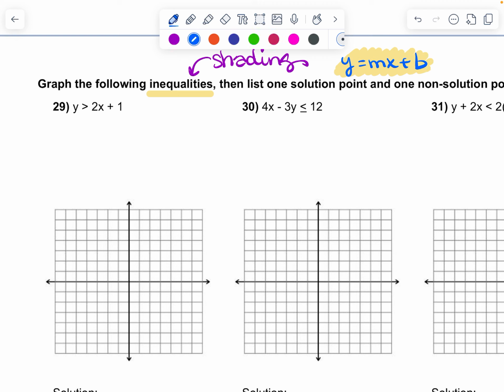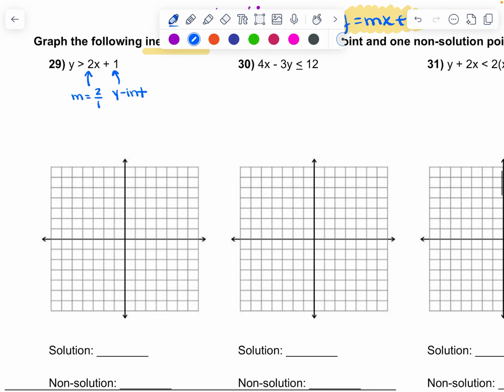There we go. So for this one, our slope is 2 over 1, and then positive 1 is our y-intercept. So we can go ahead and graph that as is. Positive 1 is our y-intercept, and then up 2 over 1, up 2 over 1, up 2 over 1. Or we can go down and left, to get a nice straight line.